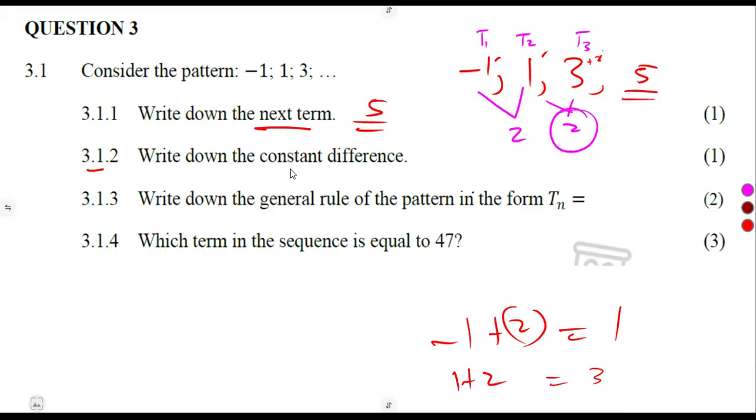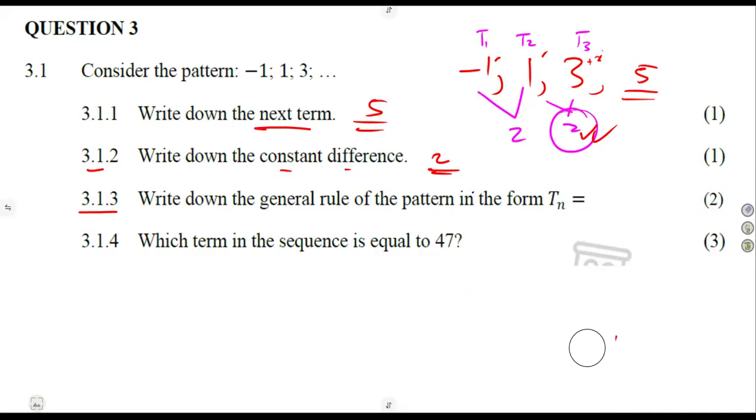Write down the constant difference. Already we talked about that. So the constant difference is 2. Then 3.1.3, write down the general rule of the pattern in the form Tn. Remember, I talked about this in the introduction, so make sure that you go through the number patterns.